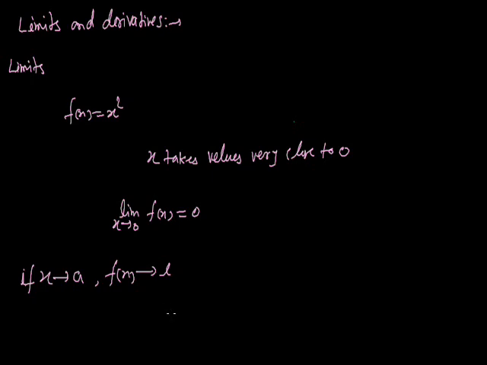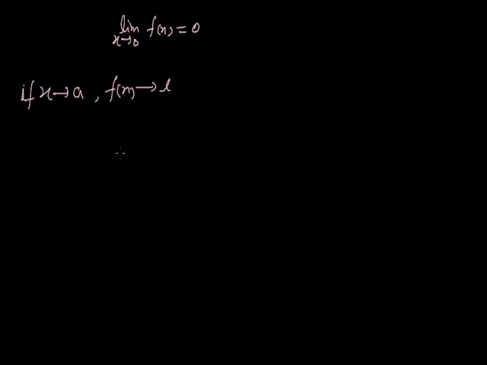Now we can consider another function. Suppose we have a function f(x) which is equal to (x square minus 4) upon (x minus 2), and we know that x should not be equal to 2. So here we cannot find the value of the function at x equal to 2, but we can find the value of f(x) for values of x near to 2.